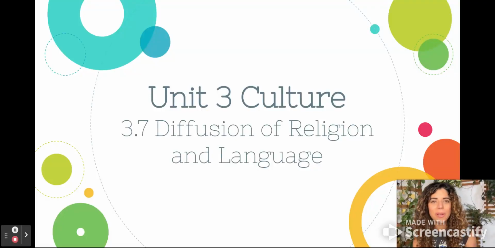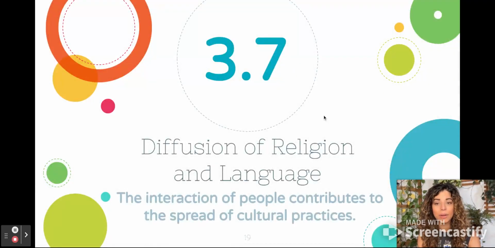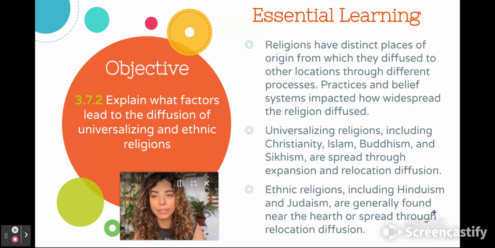What's up, class? We are on the second part of 3.7, so we're going to be looking at the diffusion of religion. Now, bear with me. There's a bit to cover, but we will also be doing some activities in class. So again, looking at how the interaction of people contributes to the spread of cultural practices. In this case, we're focusing on religion.